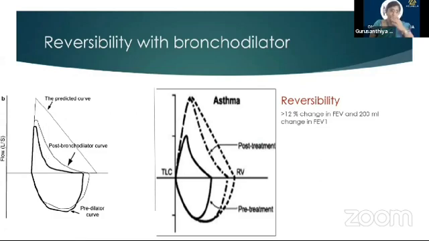You give the patient albuterol 2.5 milligrams nebulization and repeat the PFT after 20 minutes. If the patient has asthma or a reversible exercise-induced bronchoconstriction and so on, then the patient may have a bronchodilator response, and the FEV1 will increase by more than 12% and change by more than 200 ml.